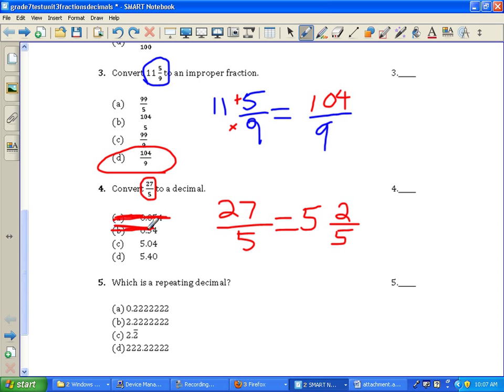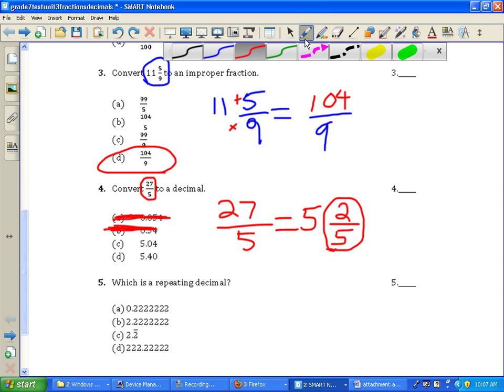So we know it's not going to be this answer, because this one's 0 decimal, and we know it's not going to be this one, because that's 0 decimal. So it's got to be one of these two. So the only thing we've got to figure out is what this fraction is going to be as a decimal. So we've got 5 decimal something. So how do you make it become a decimal? You simply have to change it to something out of 10.